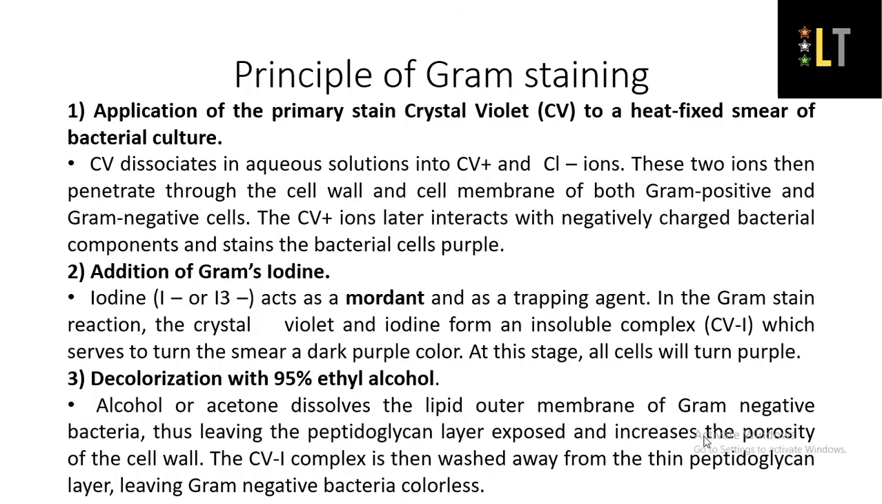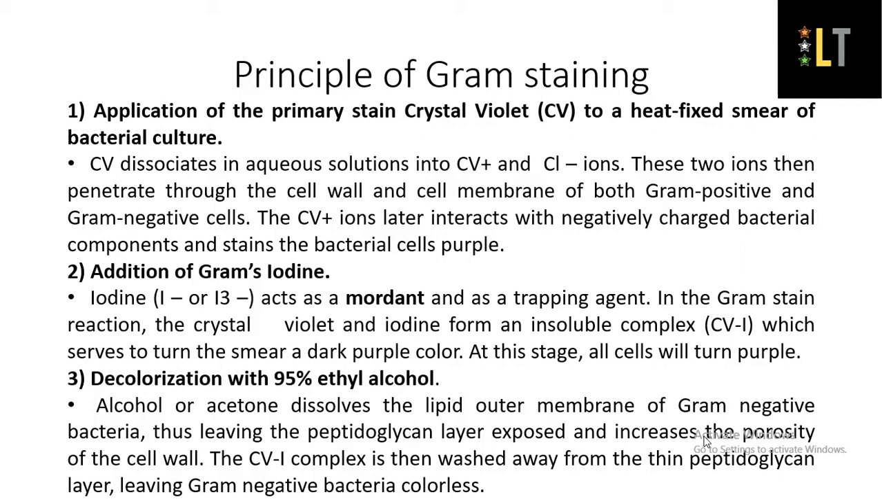Now, what is the principle involved in gram staining technique? Application of the primary stain crystal violet to a heat fixed smear of bacterial culture. So the crystal violet, that is CV, dissociates in aqueous solution into CV+ and chloride ions. These two ions then penetrate through the cell wall and cell membrane of both gram positive and gram negative bacteria. The CV+ ions later interact with negatively charged bacterial components and stain the bacterial cells purple.